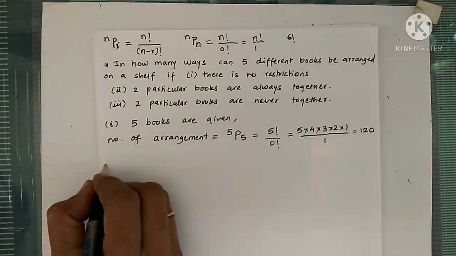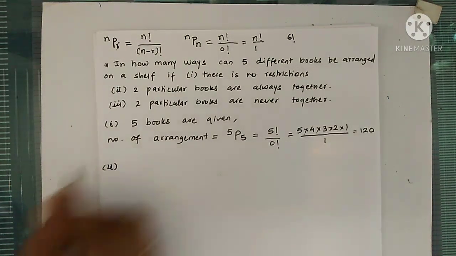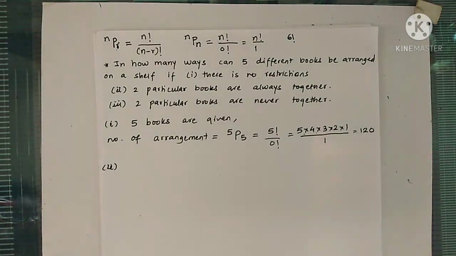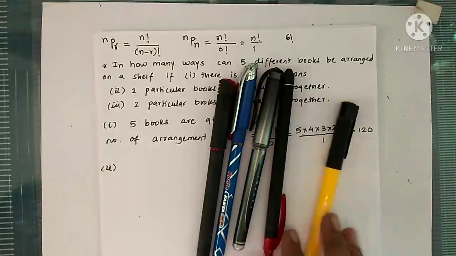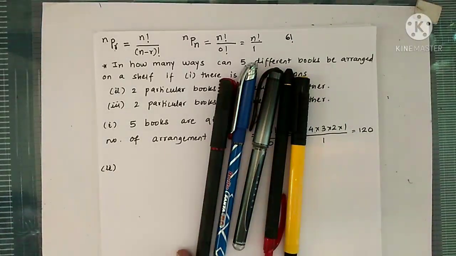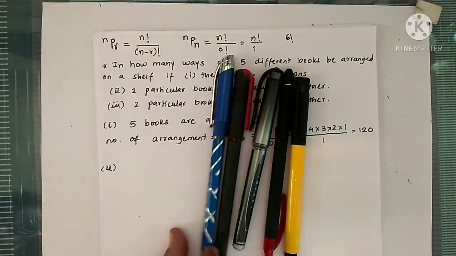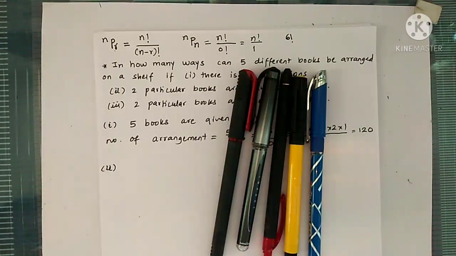No condition is given. Now in the second condition, two particular books are always together. Now how to arrange this one? For example, instead of books, now I am considering pens. So these are 5 different pens. So this is a different arrangement. This one is a different arrangement. So such types of arrangements are 120 in number if no condition is given.